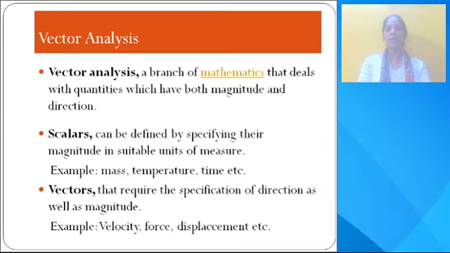Now before we come to gradient, divergence and curl, first of all it is important to know what this first chapter is, what this vector analysis is. Vector analysis is a branch of mathematics that deals with quantities which have both magnitude and direction. Of course the question comes to our mind, if this is a branch of mathematics, then why is it important to study this in the Engineering Physics 2 course.